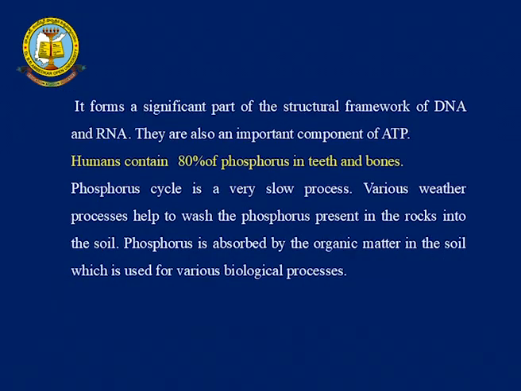It forms a significant part of the structural framework of DNA and RNA. They are also an important component of ATP. Humans contain 80% of phosphorus in teeth and bones. Phosphorus cycle is a very slow process. Various weather processes help to wash the phosphorus present in the rocks into the soil. Phosphorus is absorbed by the organic matter in the soil which is used for various biological processes.